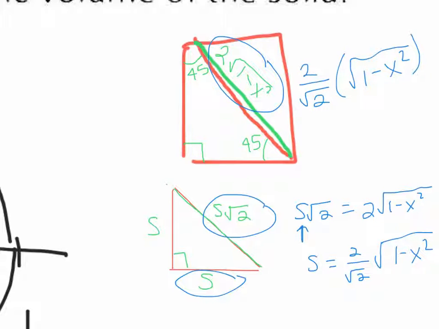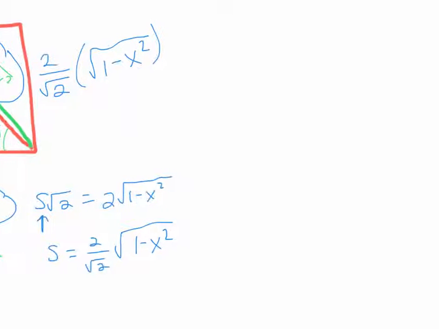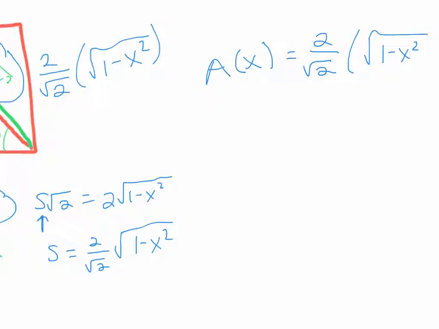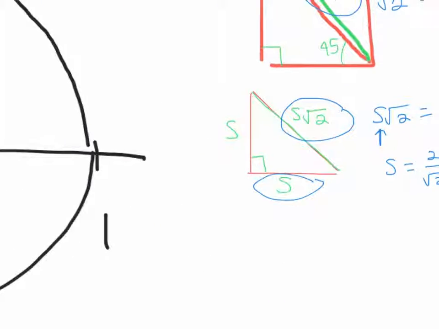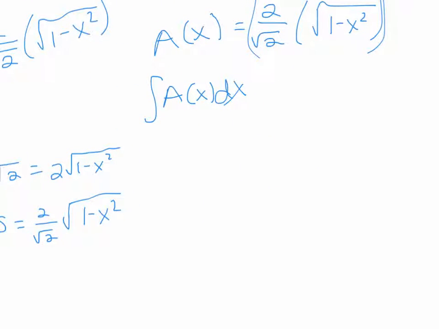Okay, so that's the side length of your square. Then the area of your cross section is that squared. Again, we're going to integrate that. So we need to integrate A of x with respect to x, and if you look back at your bounds, you're going to go from -1 to 1. Please go ahead and integrate that and figure out what your answer is.